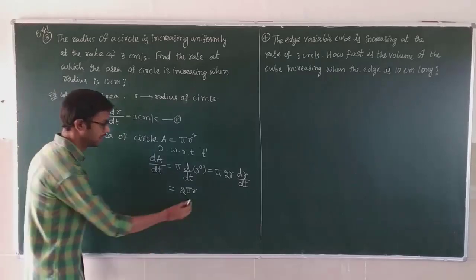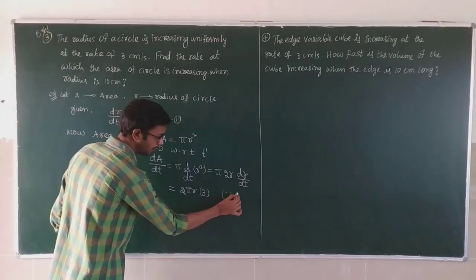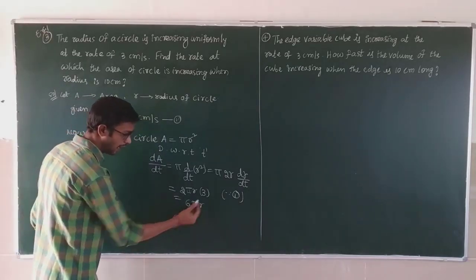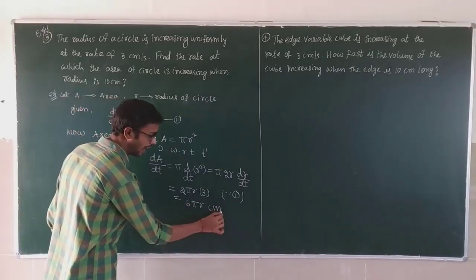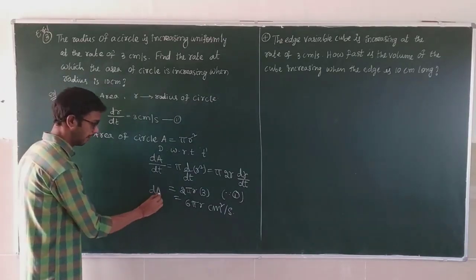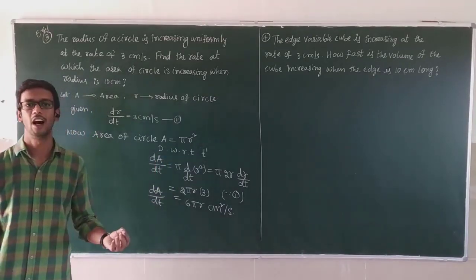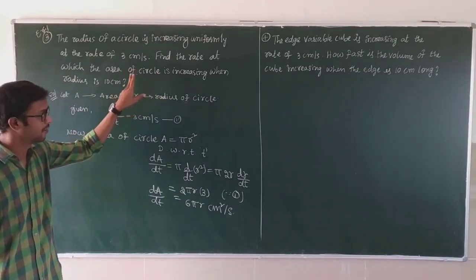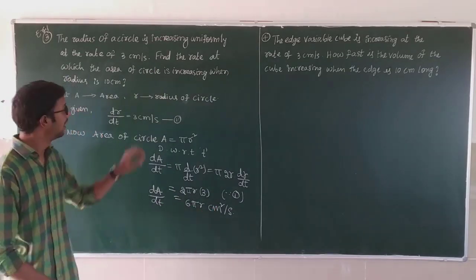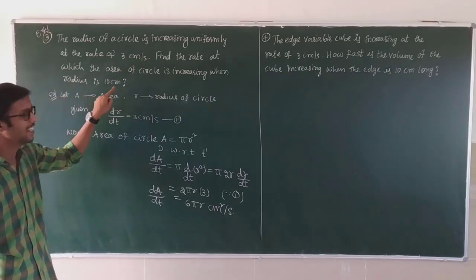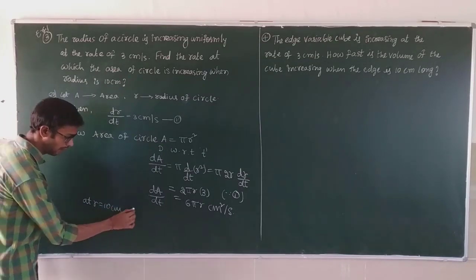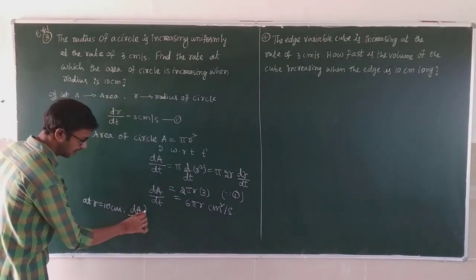What is dr by dt? It is 3 centimeters per second, from equation 1. Total, how much will we get? 6 pi r centimeter square per second. So the area of the circle is increasing by 6 pi r centimeter square per second. Up to this is completed. Now, when the radius is equal to 10 centimeters, we have to find the final conclusion.